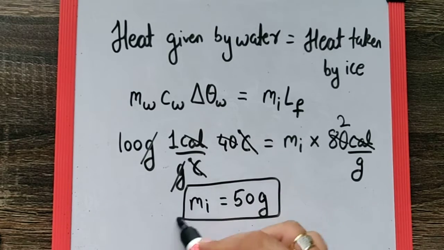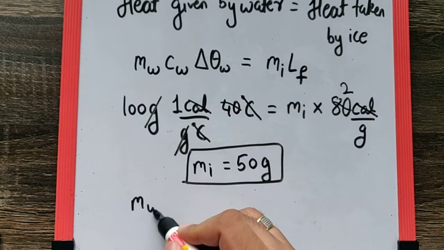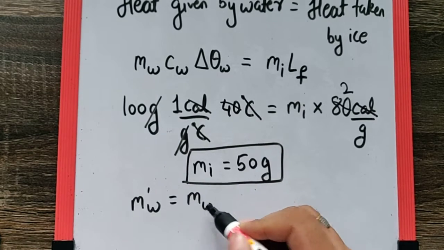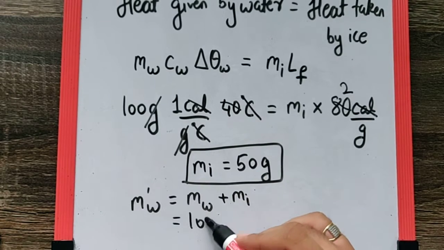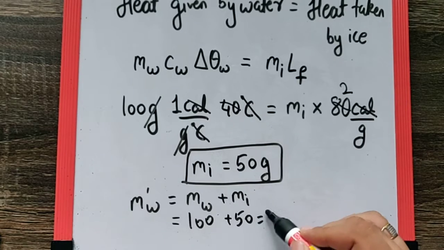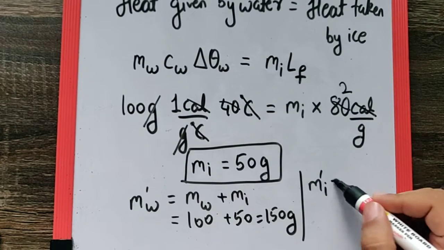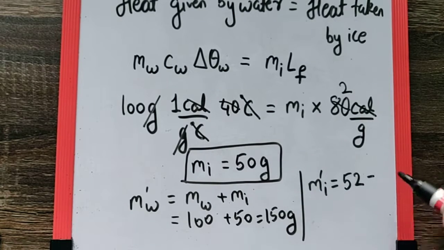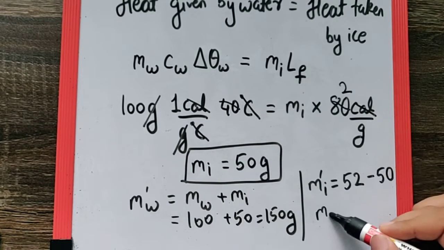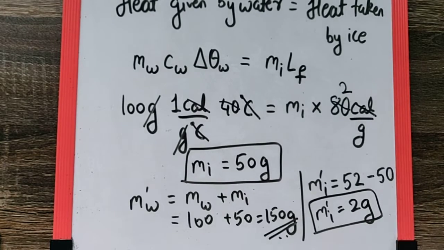Now if 50 gram of ice melts, obviously it adds up into the water. So the new mass of water is the original mass of water plus the mass of ice melted, which is 100 plus 50. That's 150 gram of water. And the new mass of ice is going to be the old mass of ice, which was 52, minus the amount which was melted, which is 50. So the new mass of ice is going to be 2 gram. So we have 2 gram of ice and 150 gram of water. That is your final answer.